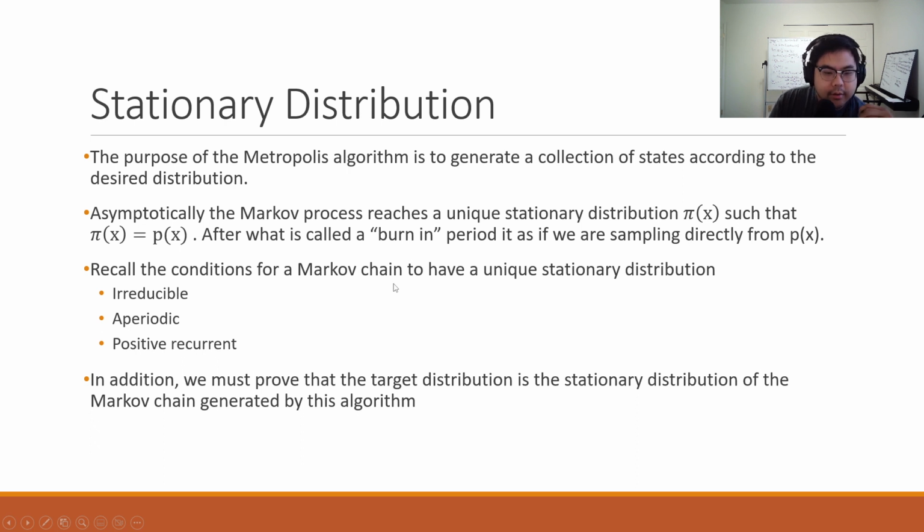Now, let's recall the conditions for a Markov chain to have a unique stationary distribution. It must be irreducible, aperiodic, and positive recurrent. We're going to prove this by the simple fact that this is an adaptation of the random walk, and we know the random walk is irreducible, aperiodic, and positive recurrent. In addition, we must prove that the target distribution is the stationary distribution of the Markov chain. We'll prove that in the next slide. Let me save that for later.